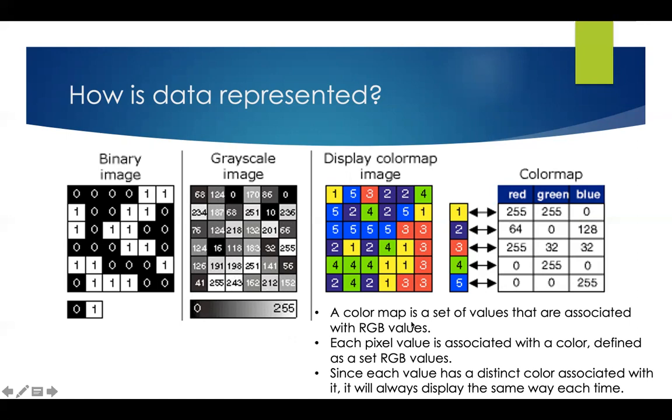We can also display things as a color map image. A color map is when a set of values are associated with specific RGB values. So here, when we have a value of 2, that gets represented by these sets of RGB values, which is purple. And if we have a 1, that gets shown by these sets of RGB values, which is yellow. Each pixel value is associated with a color defined by those values. And since each value has a distinct color associated with it, it will always display the same way each time.